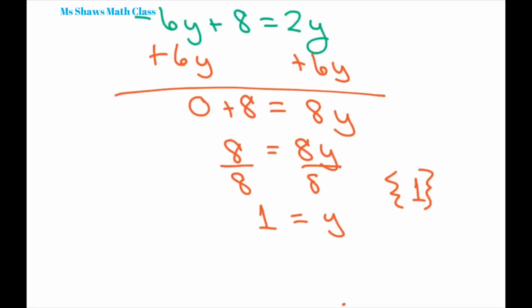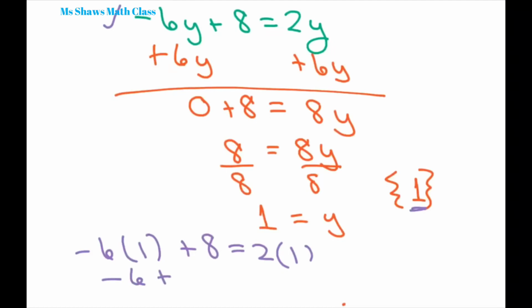Now let's check our solution. So I'm going to write my original equation and put parentheses where that y was, and substitute in my 1. So I get negative 6 plus 8 equals 2. Well, negative 6 plus 8 is 2. So we have 2 equals 2, and that checks. And so we're good to go.